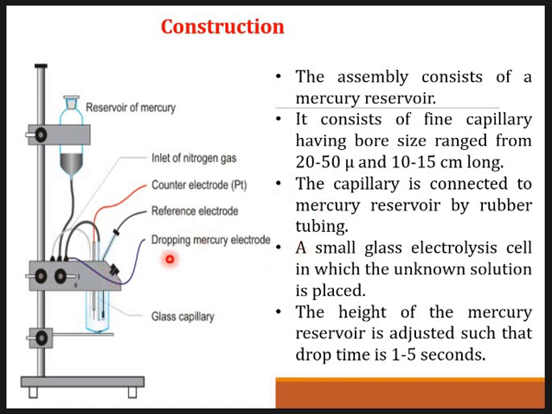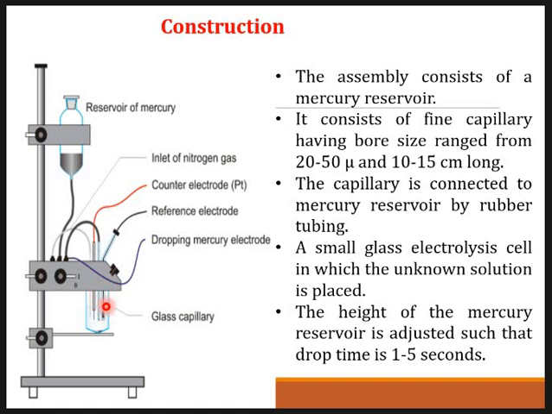It has a size range from 20 to 50 micron, and the capillary length is 10 to 15 centimeter. This capillary is connected to the mercury reservoir by rubber tubing, and there is a small glass electrolysis cell in which the unknown solution is placed. The height of the mercury reservoir is adjusted so that the drop time is 1 to 5 seconds.